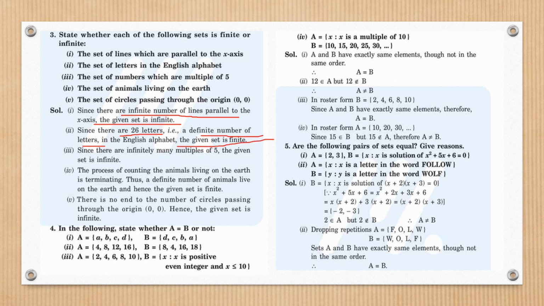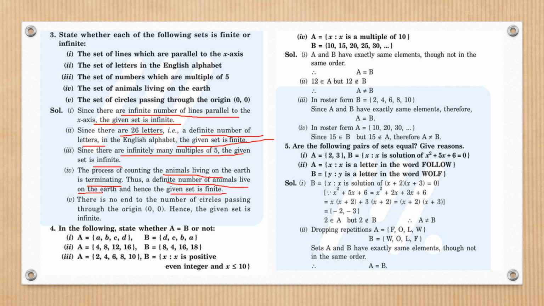The set of numbers which are multiples of 5. Again, there are infinite multiples of 5. So the given set is infinite. The set of animals living on earth. The process of counting the animals living on earth is terminating, mind it. So a definite number of animals live on the earth. So definitely it's a finite set.